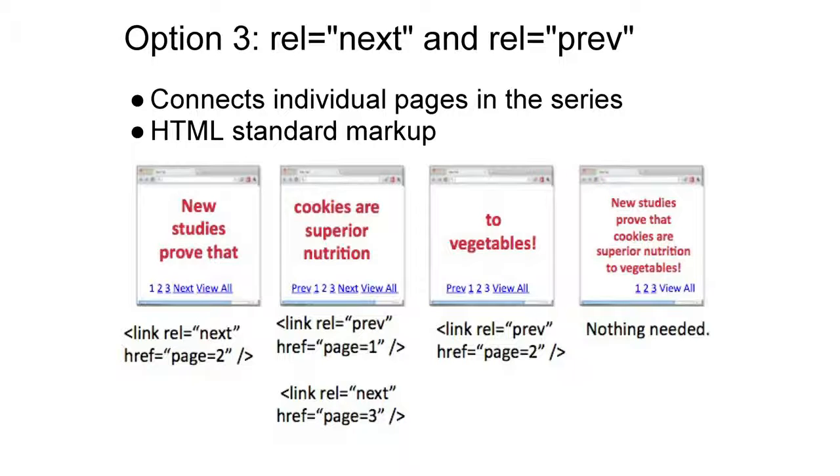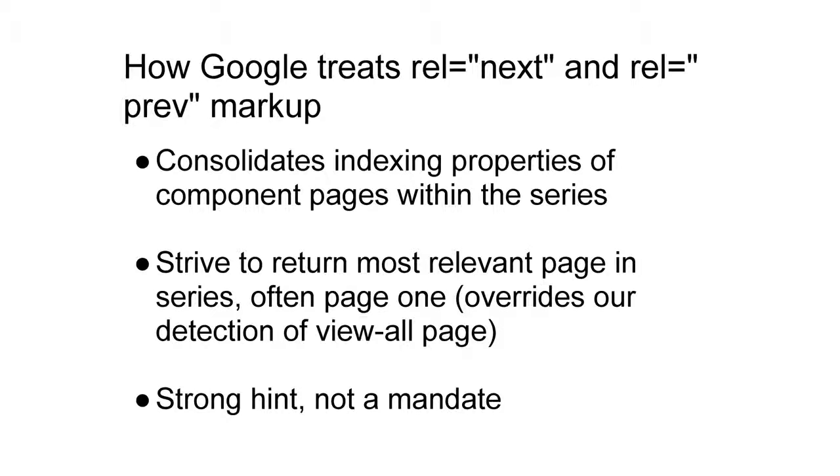Rel next and rel prev is standard HTML markup, and it's been around for years. But now Google is using this markup for webmasters to let us know about their paginated content. So let me explain some ways that rel next and rel prev work. With rel next and rel prev, much like you see with something like rel canonical, we'll actually consolidate indexing properties from the component pages of the series. And in addition, unlike rel canonical that only shows the View All page in search results, with rel next and rel prev, we're going to override that behavior and send users to only one of the component pages. Most likely, this will be page 1, because commonly that's the most relevant page.